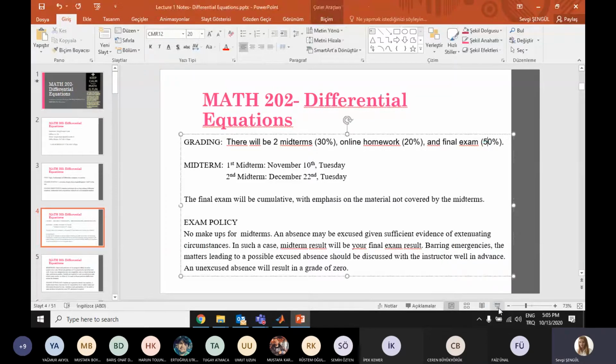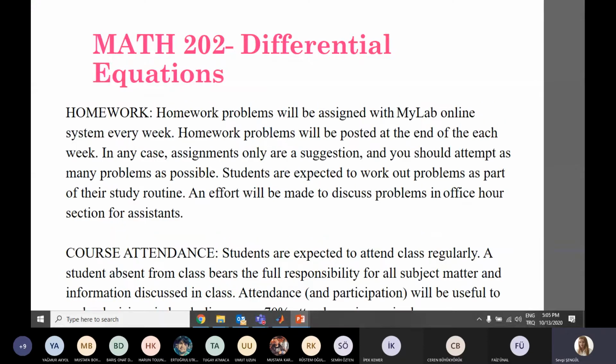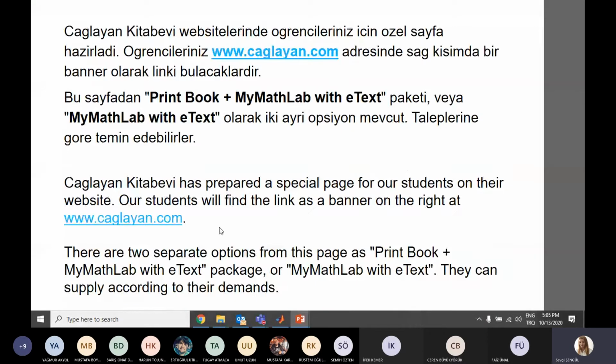I am not giving makeup midterms, so if you have an excuse, your final exam will also count as your midterm exam. This is one important point. If you don't have an excuse, you will get 0. And homeworks, I will be assigning from the MyLab online system every week, and your exams will also be on the MyLab system.